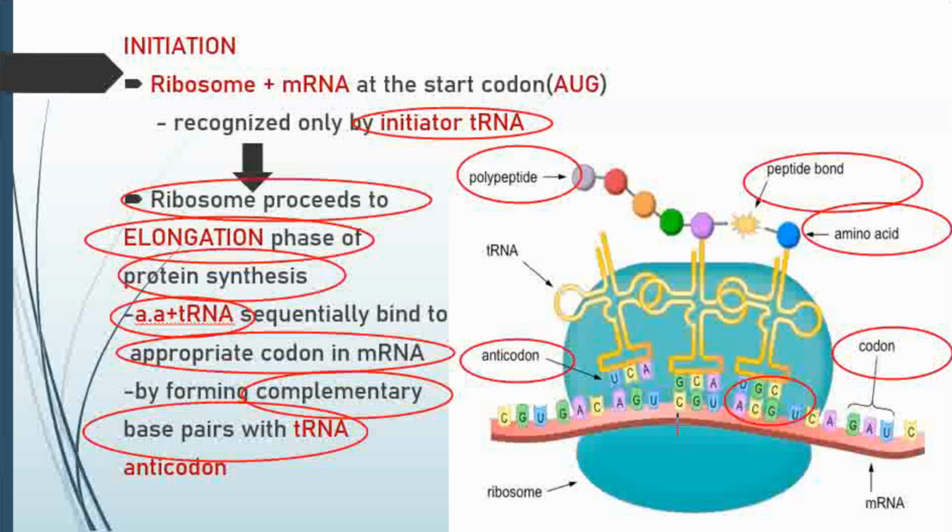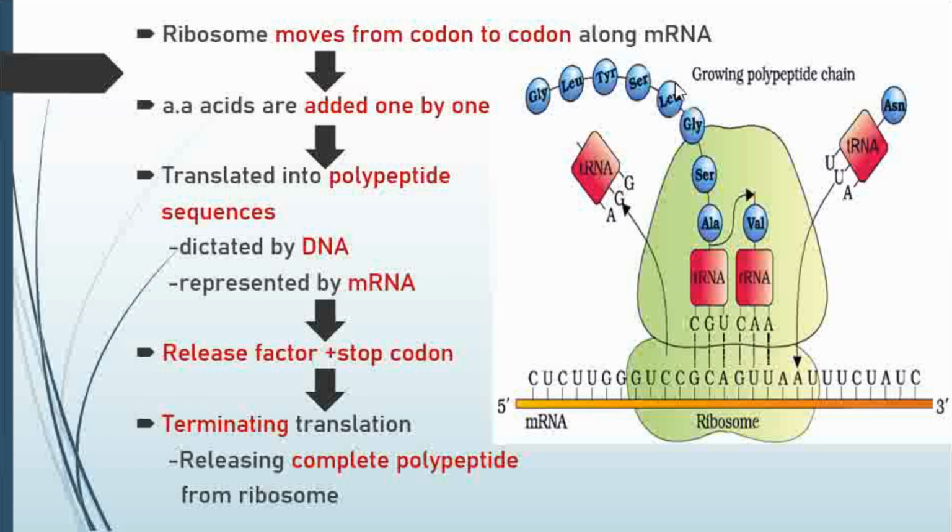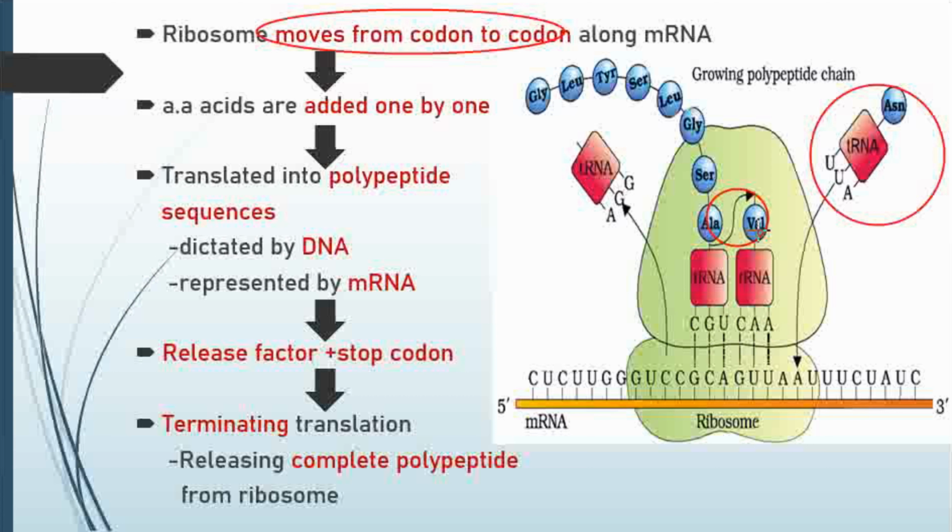The ribosome is the one which moves, and as it moves the tRNA binds. This is the process of translation. As I already said, the ribosome moves from codon to codon in this direction, and the tRNA brings all the amino acids, does complementary base pairing and binds here. Next, a peptide bond forms between the two amino acids. Once the bond forms, the tRNA exits.